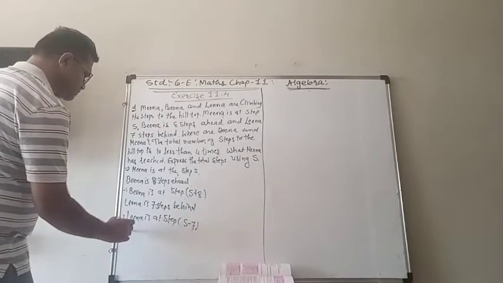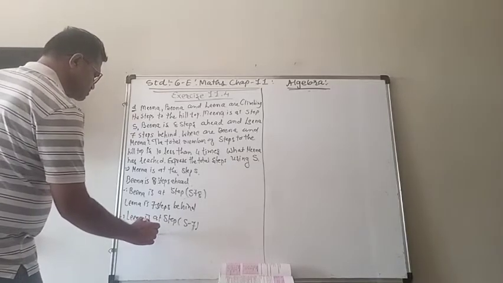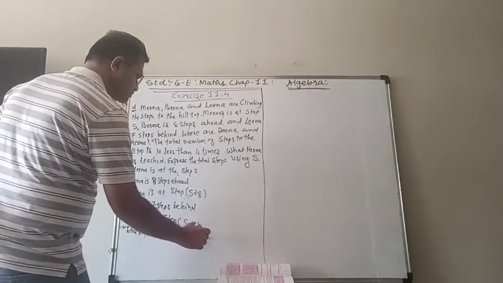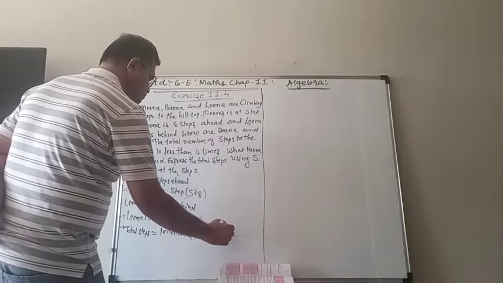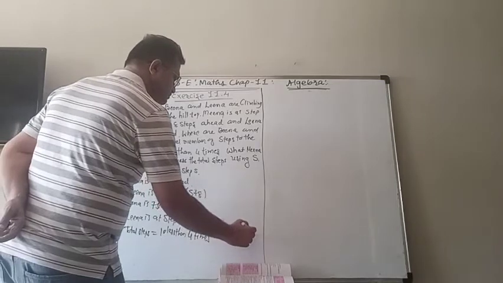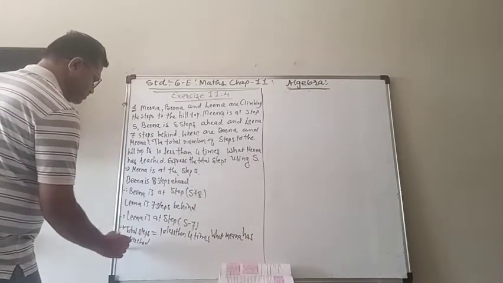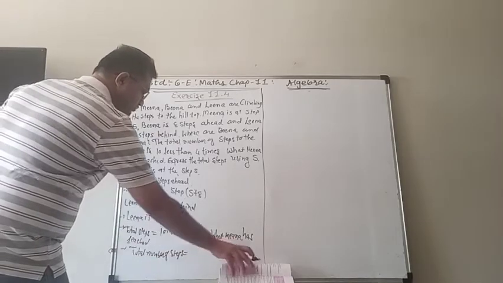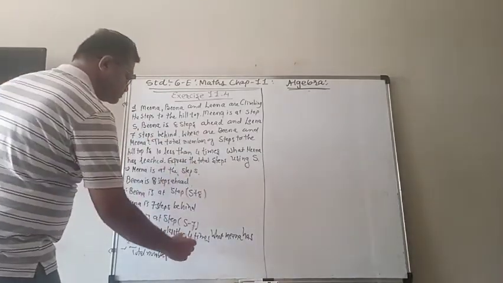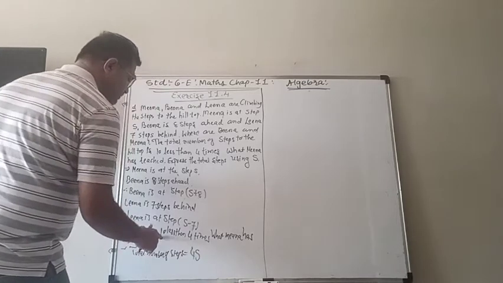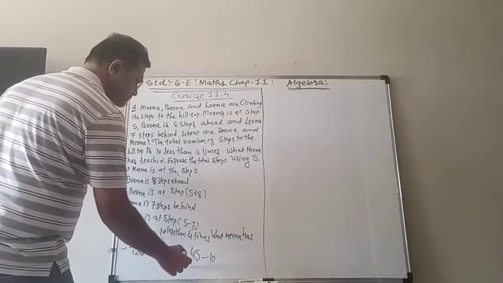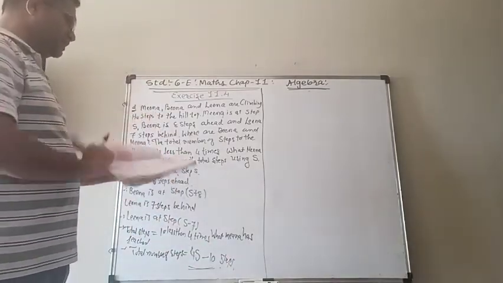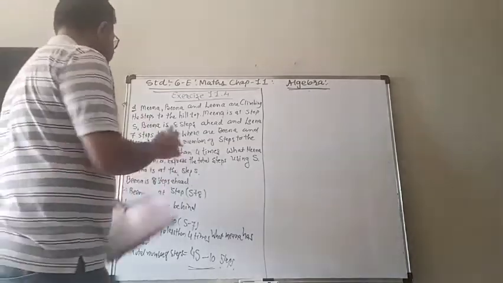Now given that total steps is equal to 10 less than 4 times what Meena has reached. Therefore, total number of steps is equal to 4 times Meena's S, so 4S, and 10 less means minus 10. The total number of steps is equal to 4S minus 10 steps. So we have to read carefully, then we can easily write down.